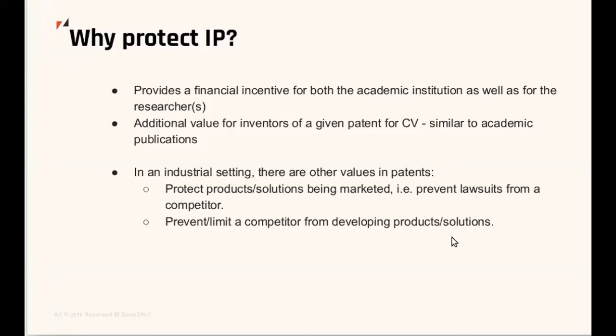Okay. In an industrial setting, there are other values in patents. It's jokingly said that the purpose of a patent is to ensure that I can conduct my business and to prevent the competitors from conducting their business. I put it nicely here. I think that is the fundamental value that it provides to companies: it allows me to conduct my business without the risk of lawsuits from competitors. And also, if it's up to me, I could judge whether to allow a competitor or to prevent a competitor from conducting business for a given product range, a solution. Those are the main purposes of patents I see.